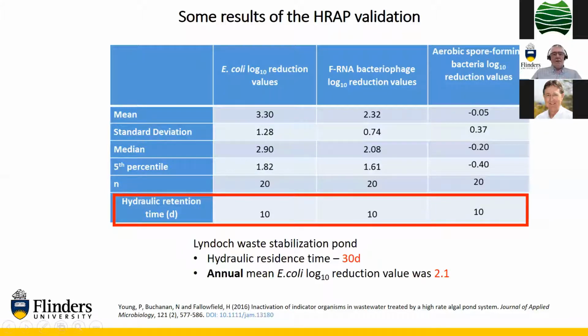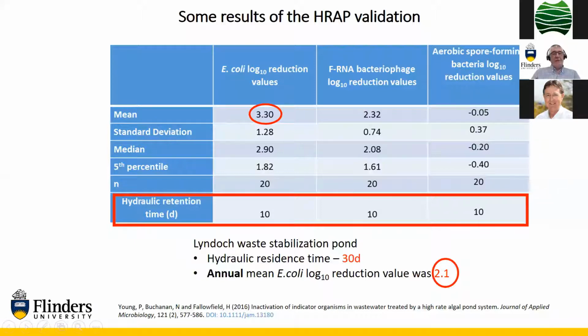What I'd like to compare is the picture I showed you of the Lindock waste stabilization pond, the unmixed waste stabilization pond. The pond that we were comparing our HRAP pond with had a 30-day residence time, and the log reduction value for that was 2.1 compared to 3.3 in the winter in a high-rate algal pond. And you can see that that is a significant difference of over 1 log removal in terms of means.